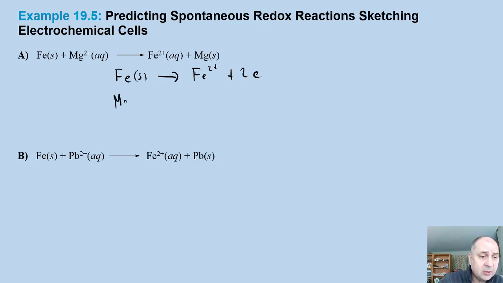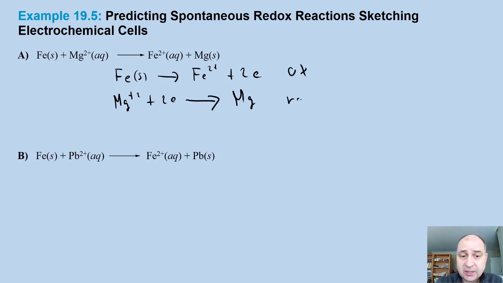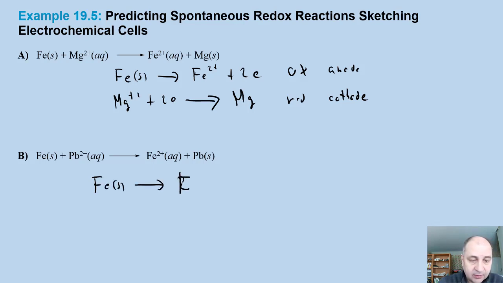And then magnesium 2+ and 2 electrons would be going to magnesium. So this is the oxidation, this is the reduction, this should be the anode, and this is the cathode. And for this reaction we also have iron, so that's the same thing here, 2+ and 2 electrons. That's the oxidation, or our anode.